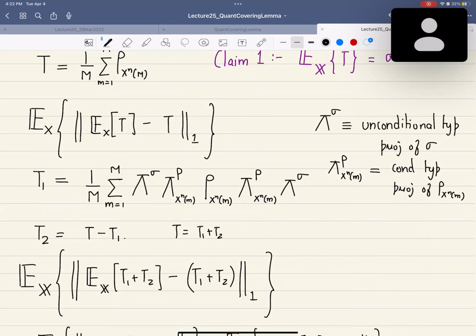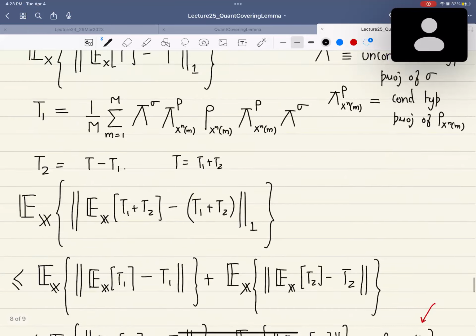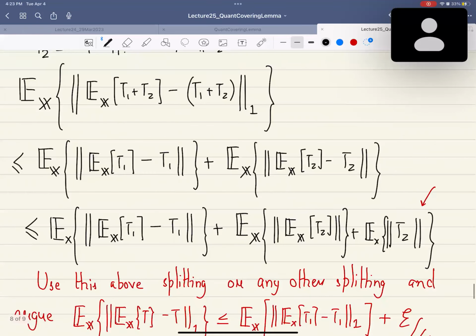If xn of m is typical, then you use the gentle measurement lemma and show that each one of them, and also the pinching lemma to show that T1 is close to T. That's essentially multiple applications of the gentle measurement lemma and the pinching lemma to show that the second term, T2 minus x, is small. So you won't have much problem with this. I think you will be able to show it.